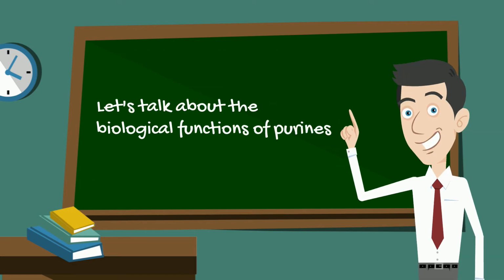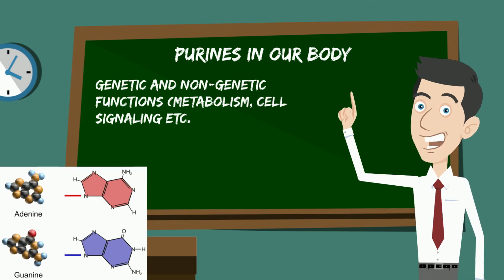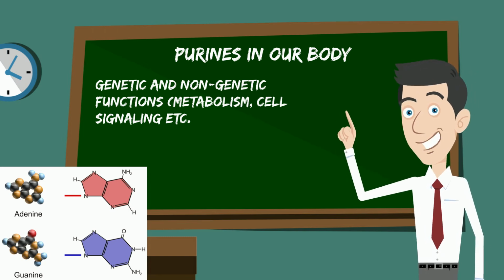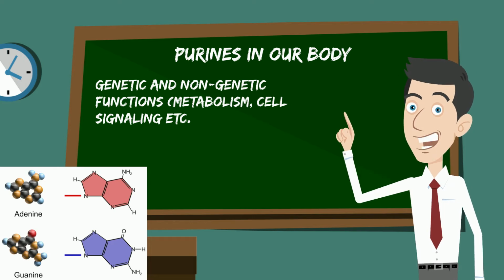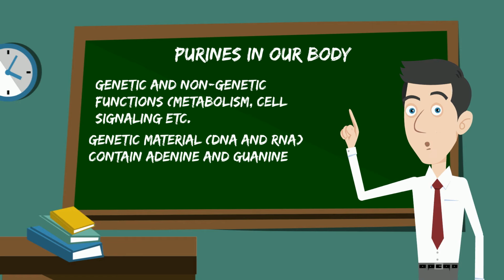Let's talk about the biological function of purines. Purines are predominantly found in our body. Various types of purines are found in our body, and perform a variety of functions in metabolism and cell signaling as well. But in genetic material like DNA and RNA, adenine and guanine are found.